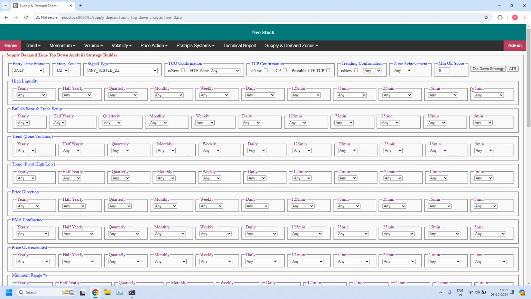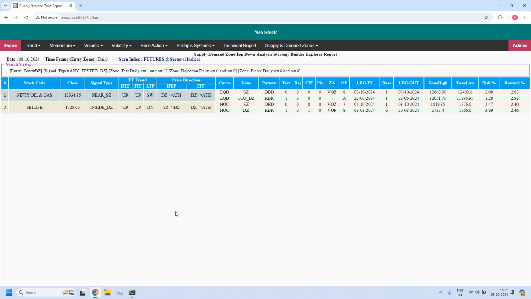Okay, now let us filter the stocks. 2 stocks are filtered. One is an index, NIFTY oil and gas sector. The index is tested today. And SBI Life's demand zone is also tested today. Not only tested today, the prices are closed inside the zone. They tested and prices closed inside the demand zone. So 2 stocks are filtered for this requirement.